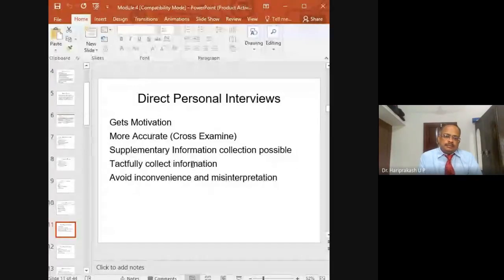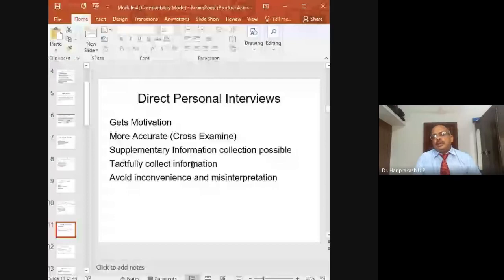More accurate. This type of data collection is considered more accurate because if some doubt or clarification is needed, you can get it instantly because you are speaking to that person. Supplementary information collection is possible. You can collect something extra which may supplement the data that you really want. Something additional also you can collect. Tactfully collect the info: the researcher, the person doing the interview, can tactfully, that is intelligently, collect the data.